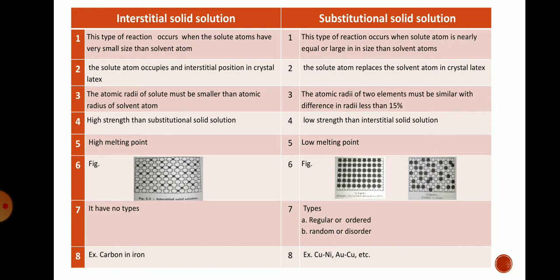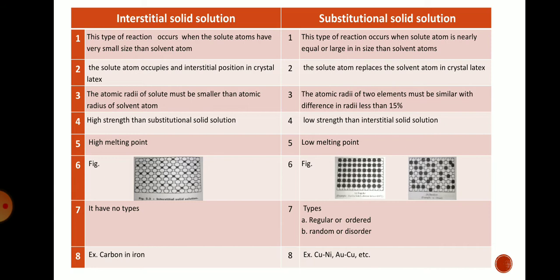For interstitial solid solution, when the solute atoms have a very small size compared to the solvent atom, then this kind of interstitial solid solution may generate. That means for interstitial solid solution, the solute atom must have a smaller size than the solvent atom. In case of substitutional solid solution, the sizes of solute and solvent atom are nearly equal. Second difference point, the solute atom occupies an interstitial position in the crystal lattice.